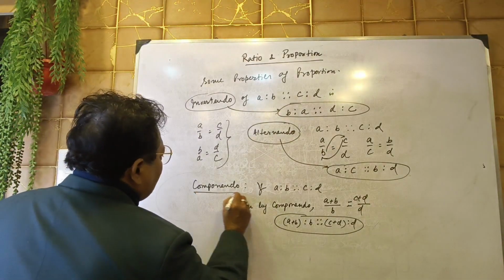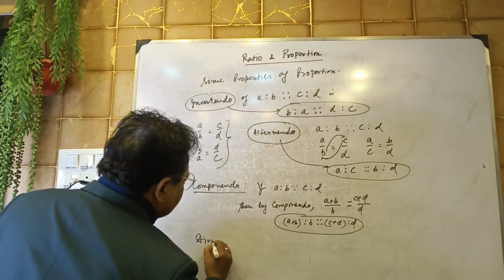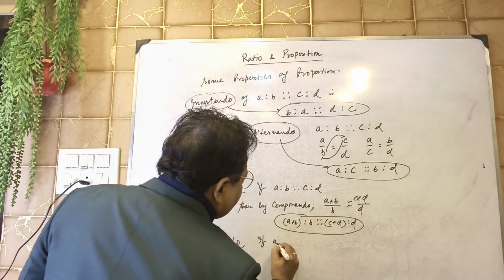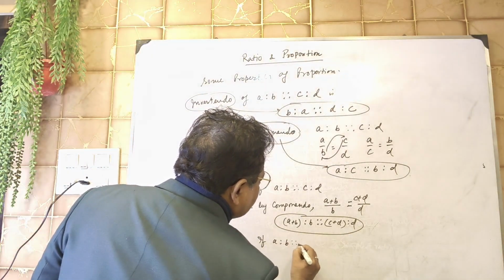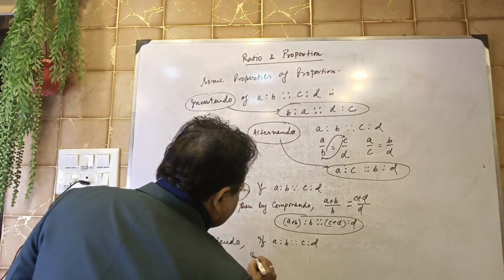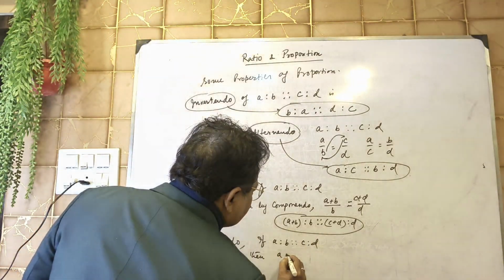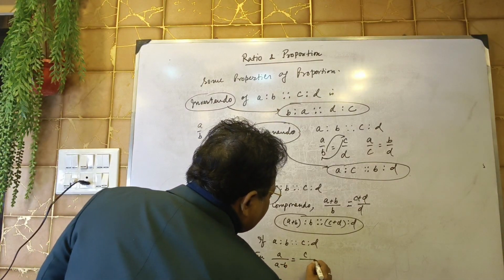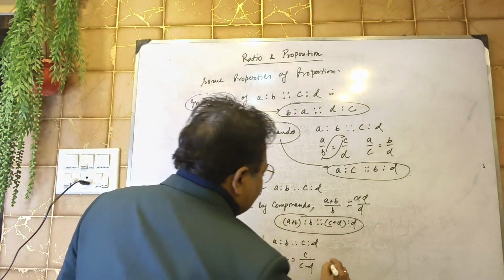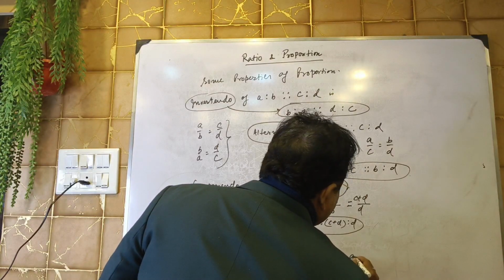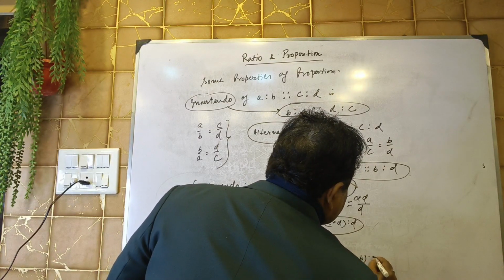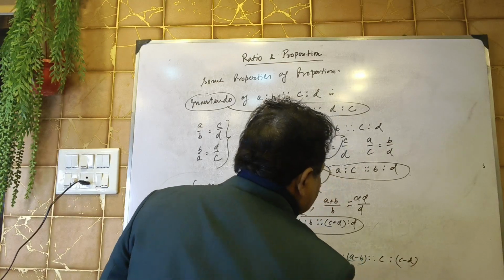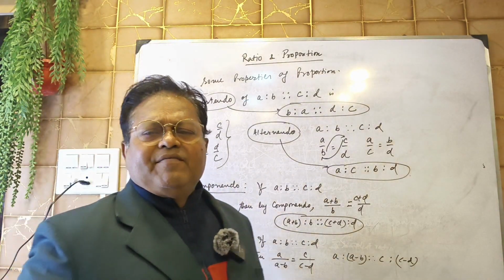Now what is dividendo? Dividendo we will get: if A is to B is to C is to D, then A by A minus B is equal to C by C minus D. That is, A is to A minus B is to C is to C minus D. This is the dividendo. These rules are not given in the CBSE book.